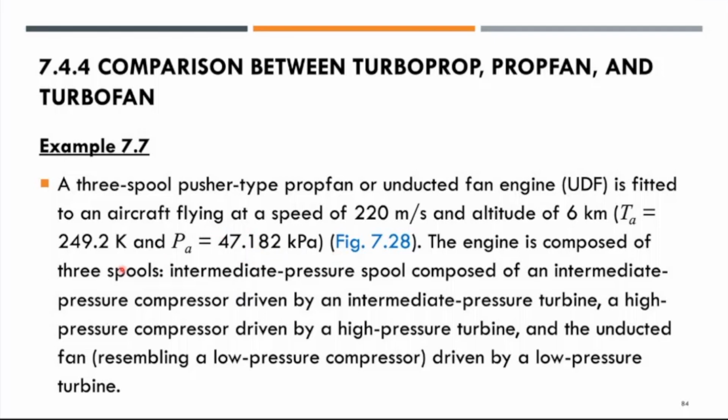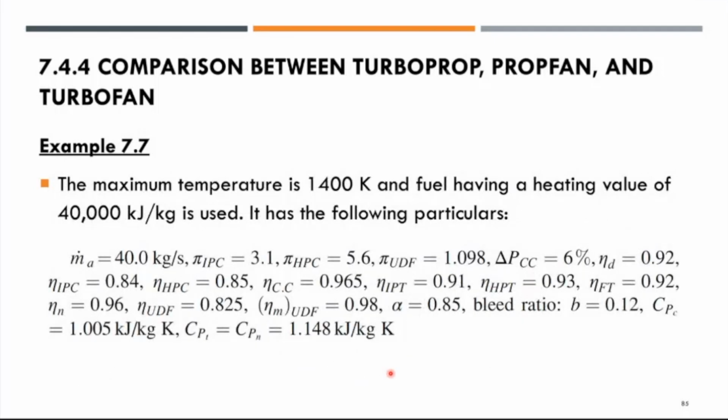The engine is composed of 3 spools: an intermediate pressure spool, composed of an intermediate pressure compressor driven by an intermediate pressure turbine; a high pressure compressor driven by a high pressure turbine; and the unducted fan, resembling a low pressure compressor driven by a low pressure turbine. The maximum temperature at the combustion chamber is 1400 Kelvin, and a fuel heating value Q equal to 40,000 kilojoule per kilogram is used. It has the following particulars.